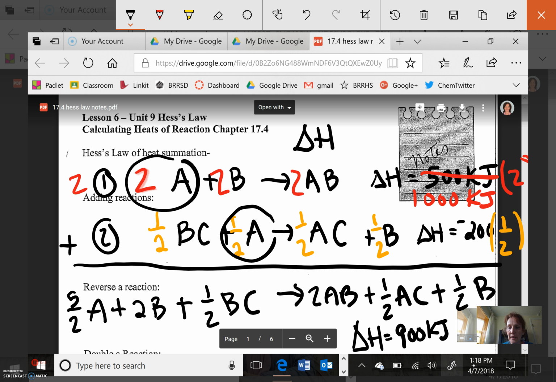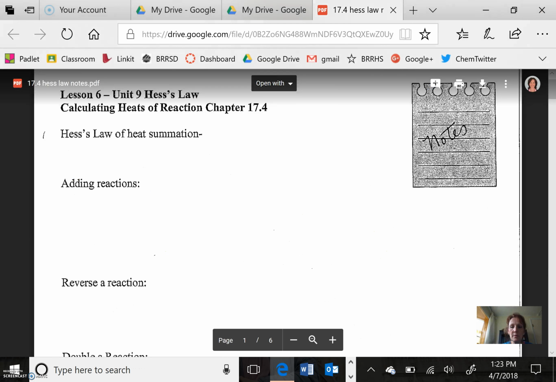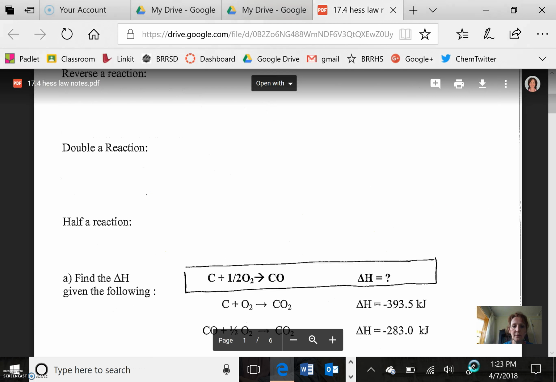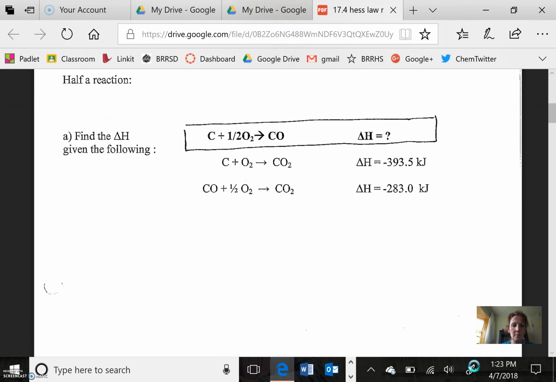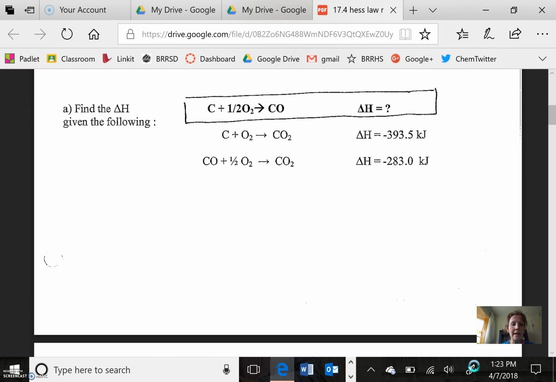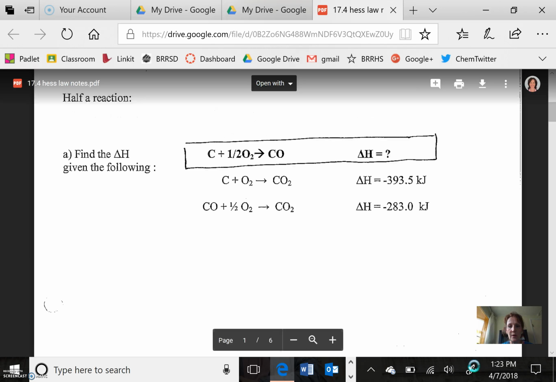What I'm going to do now is, I don't know what I'm going to do. I'm going to unfreeze this, and I'm going to go back, scroll down to an example on why you would use Hess's law.